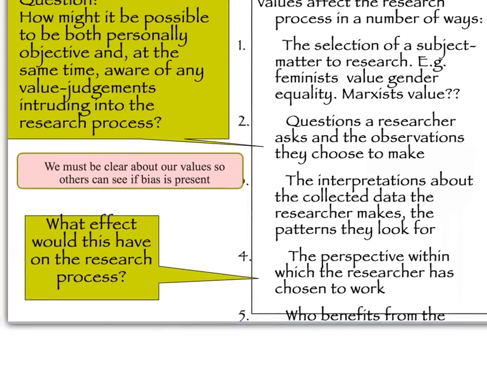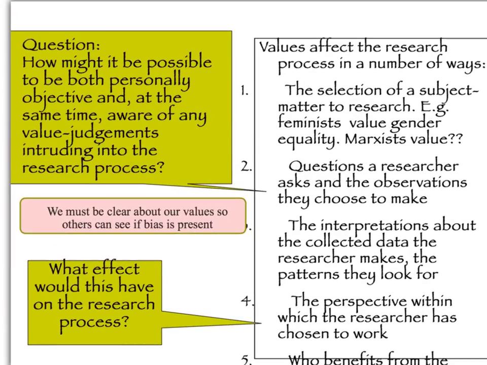And the final one, which for some reason has been cut off your PowerPoint, was who is it that benefits from the outcome of the research? Now, what effect would this have on the research process? It's quite a difficult question to consider. Like, how can we be personally objective and at the same time aware of any value judgments intruding on the research process? It's quite challenging to be aware of your own bias. So as a result, Weber said we need to be clear about our values at the very beginning in order for other people to recognise if our bias is present.